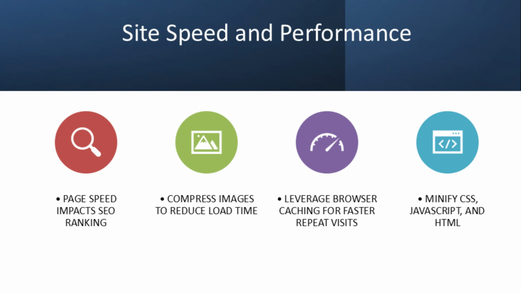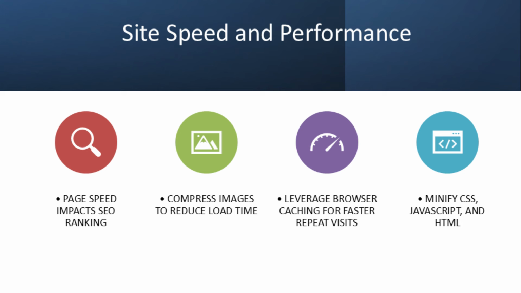So, what should you do to improve site speed? Well, the first thing you should do is compress images. Large image files can slow down your site. Use image compression tools to reduce file size without sacrificing quality. Then leverage browser caching. Now, this allows repeat visitors to load your pages faster by storing certain elements on their browser. Then minify CSS, JavaScript, and HTML. See, reducing unnecessary code will help your site load faster. So, here's an action tip for you.